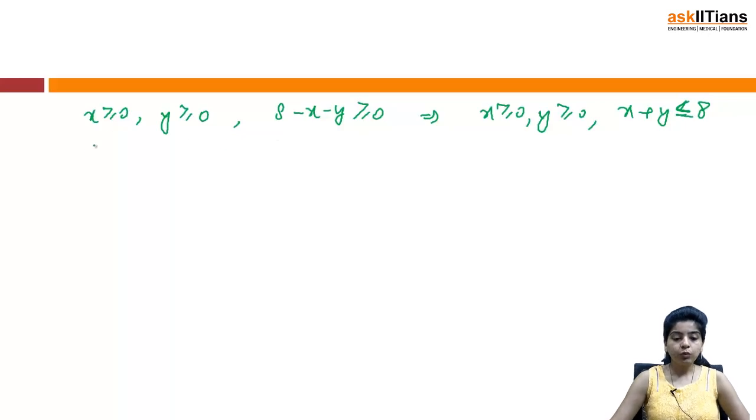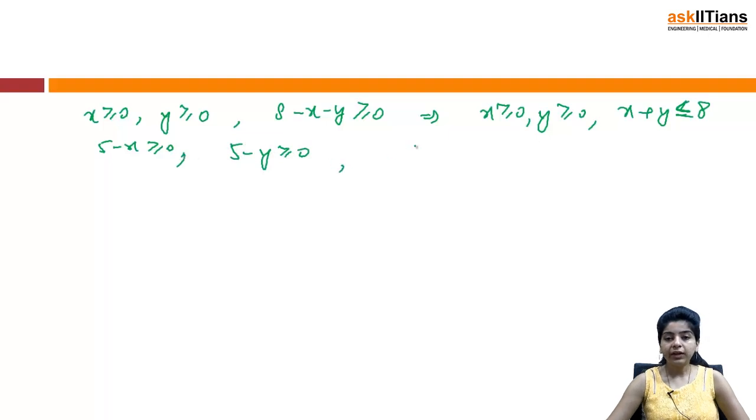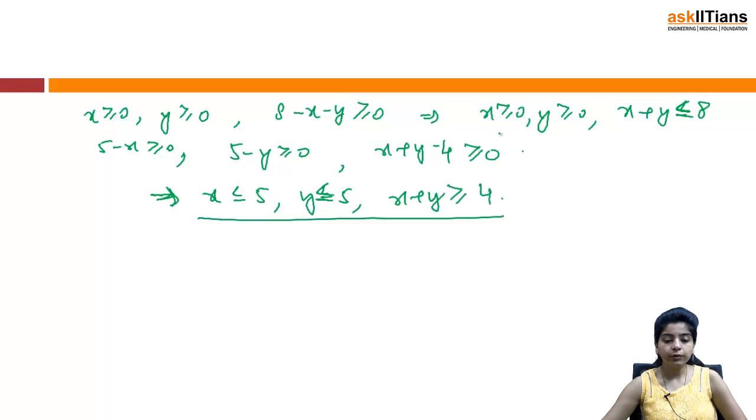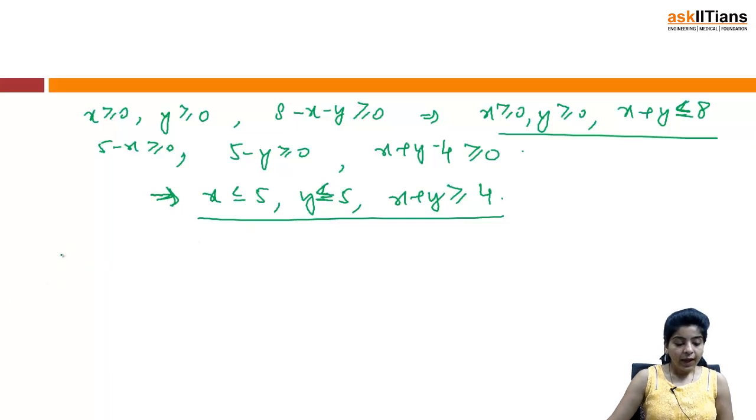Similarly, in case of Q, I'll have 5 minus X is positive, 5 minus Y is positive, and then X plus Y minus 4 would always be positive. So this will give me X is less than or equal to 5, Y is less than or equal to 5, right? And then X plus Y is greater than or equal to 4. These are the equations that we have obtained till now.